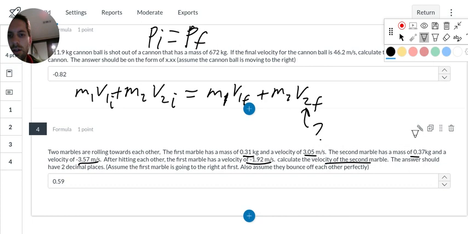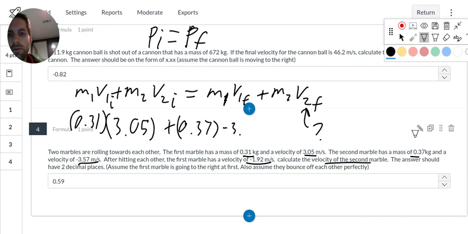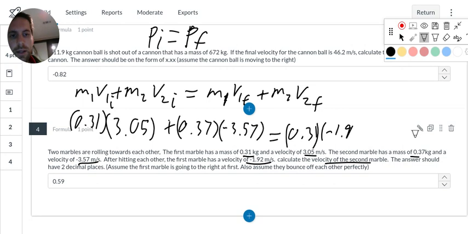and I should get 0.31 times 3.05 plus 0.37 times negative 3.57 equals 0.31, same mass, now new velocity, negative 1.92, plus mass of the second one is 0.37 times the velocity of the second one, which we don't have. All right. So set it up.